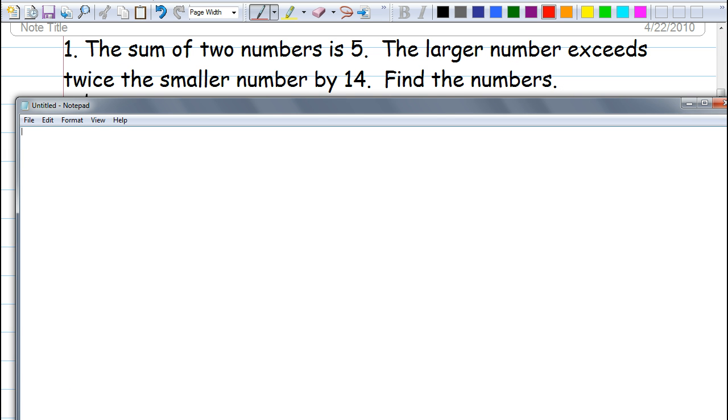Okay, so here's number one. Somebody read this for us. How about, yeah, go ahead, Chuck. The sum of two numbers is 5. The larger number exceeds twice the smaller number by 14. Find the numbers. And as you can see, this is the exact kind of question that you had before, right? In first semester and so on. We're just going to use two variables now.